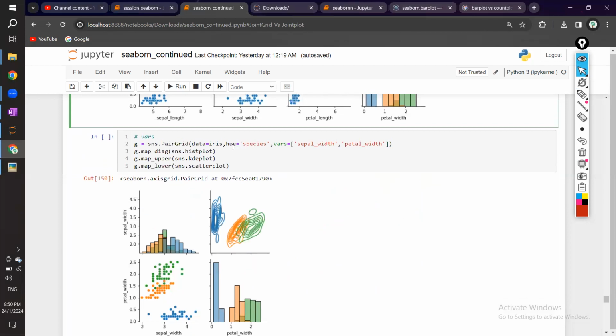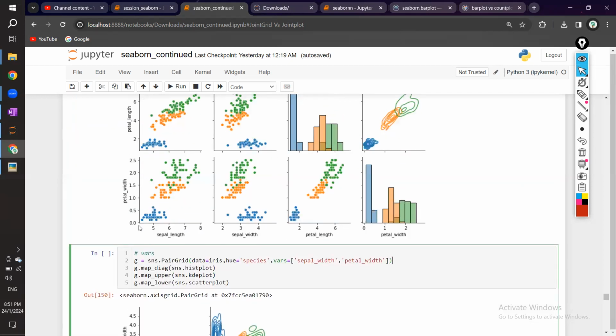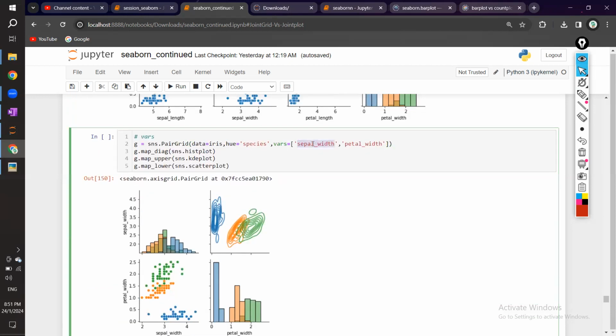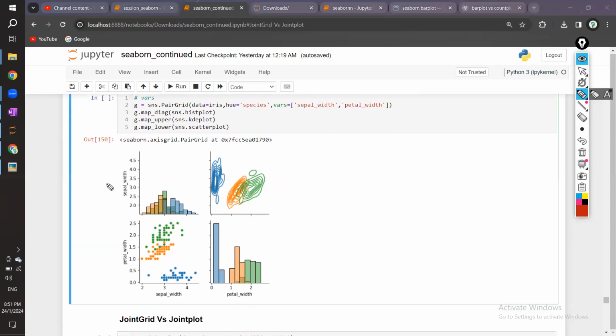So this is about diagonal, upper and lower. Okay, and you also have one more parameter called vars. Okay, that means variables. So instead of all these four, like sepal width, say all these four, you don't want all this. You just want only based upon sepal width and petal width. Okay, then we'll consider only those two. Fine.